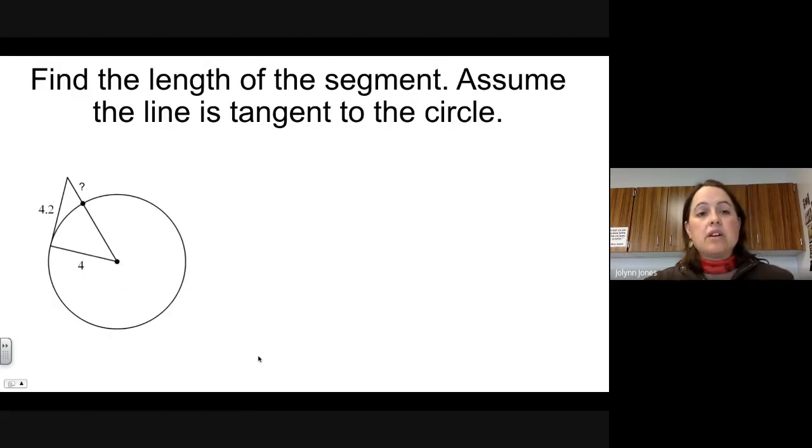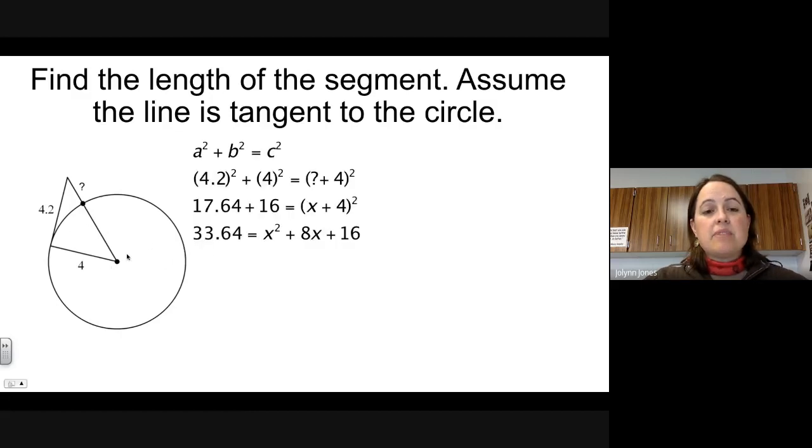All right, now on this one, we're going to find the length of the segment. Now this segment right here is just the part that's on the outside of the circle. Okay, so the first thing that we need to notice on this is that we have two radii of the same circle. So if this radius is 4, that means that the other radius is going to be 4.